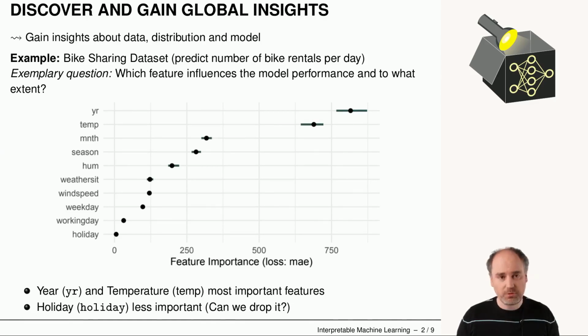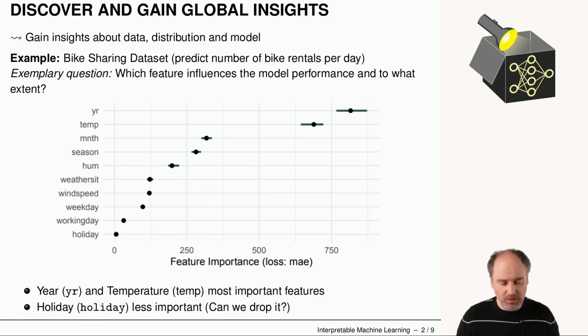The first thing I want to talk about here is this goal of being able to discover and gain global insights into our model. So usually this means understanding the model as a whole on the complete input space. So this might refer to gaining insights about the data set, the underlying distribution, the relationships between the inputs and the outcome, and our model in general.